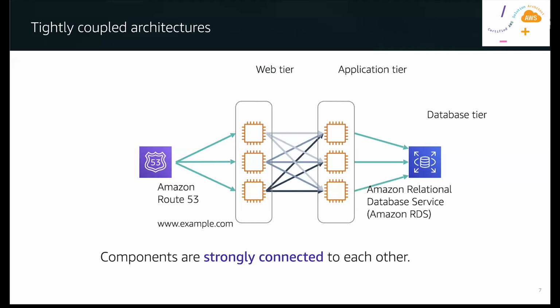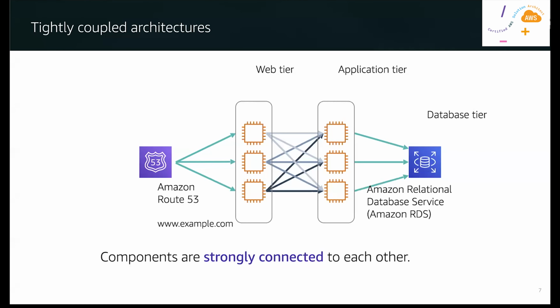With decoupling, we normally refer to a tightly coupled component. But what do we really mean by that? In a tightly coupled component, the idea is that if you have a web application, and this web application, for example, takes a request from a web server, Amazon Route 53, then that web tier will also send a request to the application tier, and the application tier will normally speak with the DB tier.